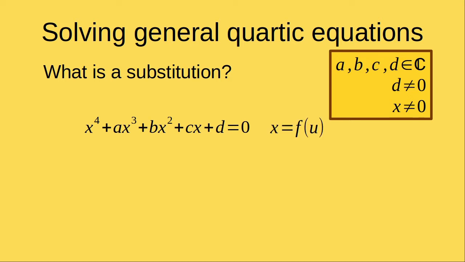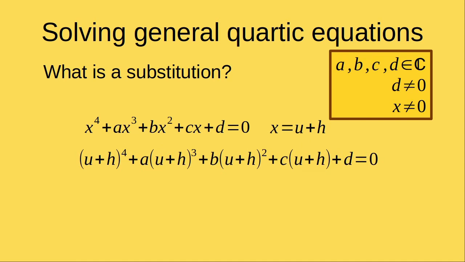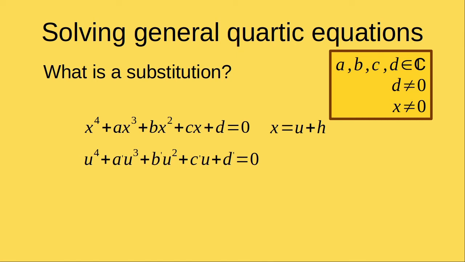For example, a popular substitution is x equals u plus h, where h is an appropriate constant. If we replace x by the expression u plus h, we get an equation in u. In this example, we see that after expanding and collecting equal terms we get again a quartic equation, this time in u. The coefficients of our new equation depend on the coefficients of our initial equation and the constant h. For convenience we will call them a prime, b prime, c prime and d prime.